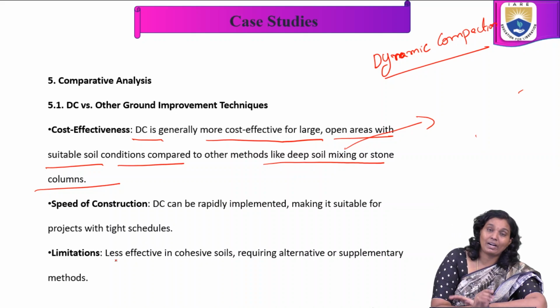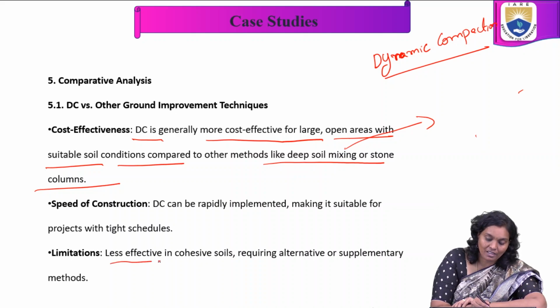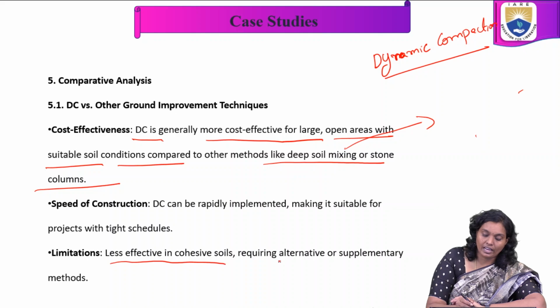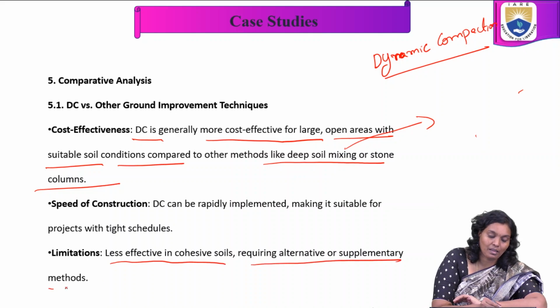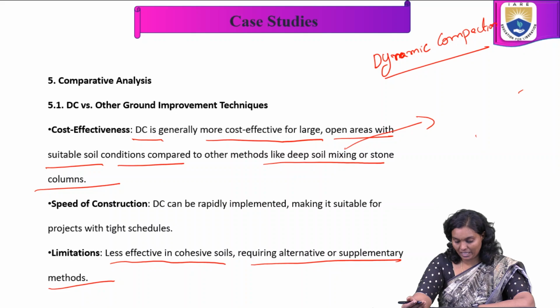But here there are also some limitations for dynamic compaction. It is less effective in coastal soils, requiring alternative or supplementary methods. These are the limitations: less effective in coastal soils, requiring alternative or supplementary methods.